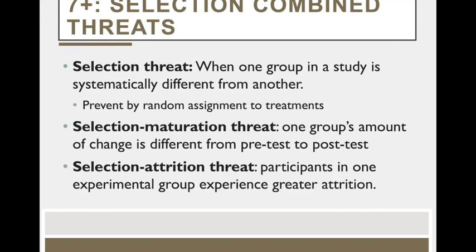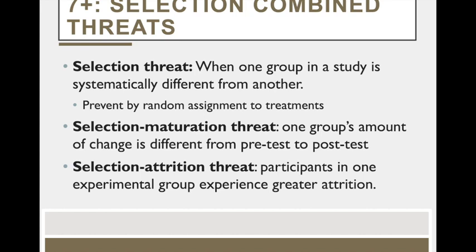The last one are these selection combined threats. So we talked about selection threats last time. This is when a group is systematically different from another. So you allowed participants to sign up for a study, and the ones who signed up first went into one treatment group, and the ones who signed up second went into a second treatment group or comparison group. This is a selection threat because the participants who signed up earlier may be different, maybe in psychological attributes, motivation, maybe their grades are different, and that's why they're signing up for extra credit research studies. We prevent selection threats, as you may remember from last time, by randomly assigning participants to different treatment groups.